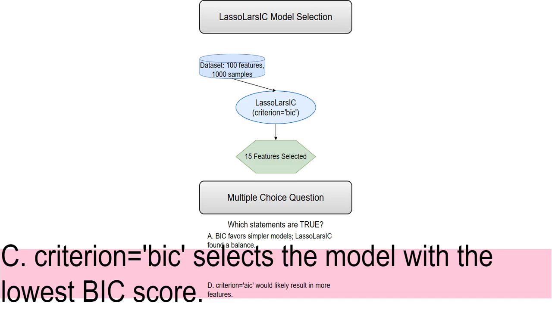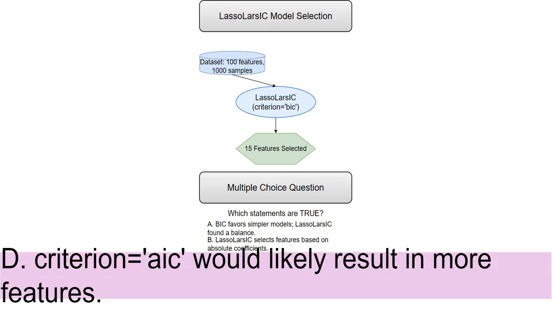This statement is completely correct. That's exactly how LassoLarsIC with BIC works. It systematically explores different feature combinations, calculating the BIC score for each, and finally selects the model with the lowest BIC, indicating the optimal trade-off between how well the model fits the data and the number of features it uses.